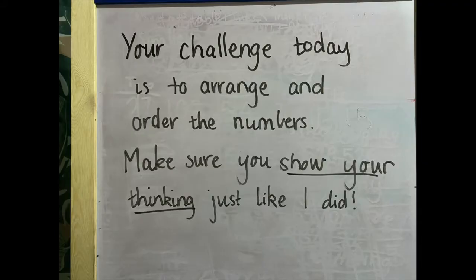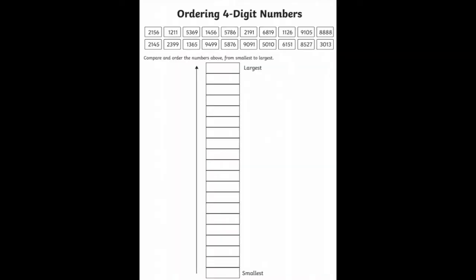Your challenge today is to arrange and order the numbers. Make sure you show your thinking, just like I did. This really helps when you're trying to figure out what the smallest and biggest numbers are in large quantities. Look at the next picture and see what digits are the biggest in the biggest column. Pause the video here to write down all the numbers and order them from smallest to largest. So this means you'll be counting upwards. Draw out a place value chart to help you order the numbers.